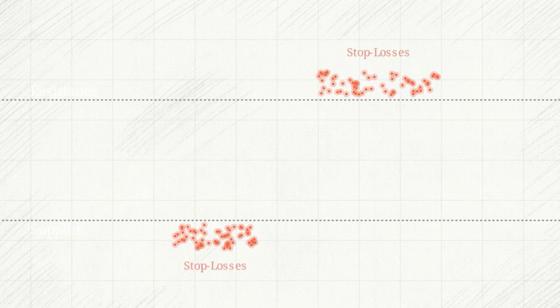Those glowing red clusters above resistance and below support represent thousands of retail stop losses. In the smart money concept, we call this liquidity. These clusters act like massive magnets for institutional algorithms. When the market hunts these stops, you get one of two outcomes.